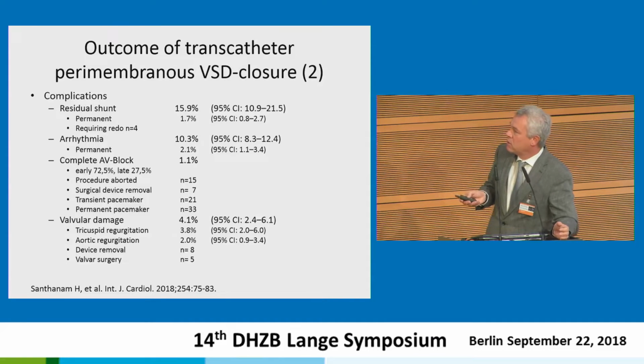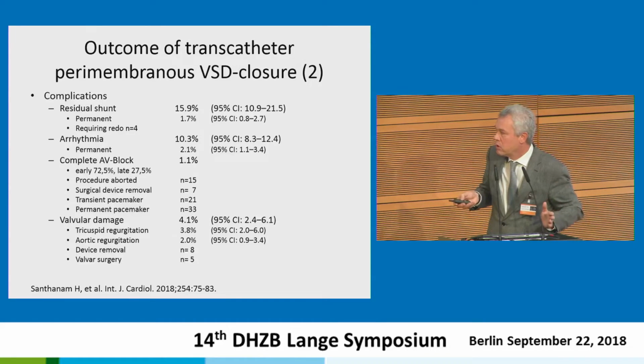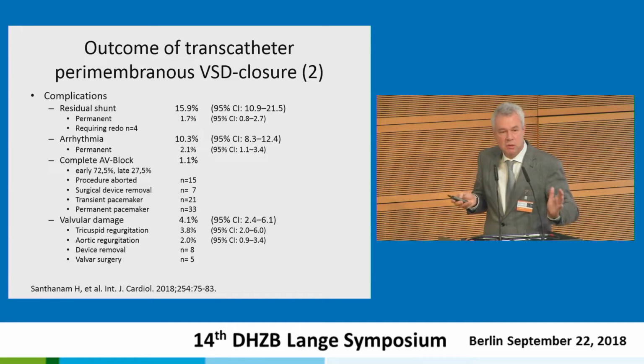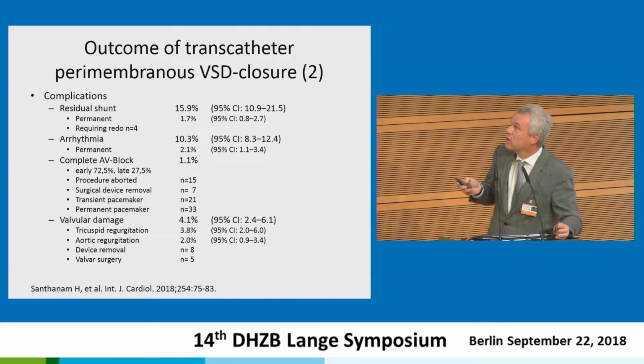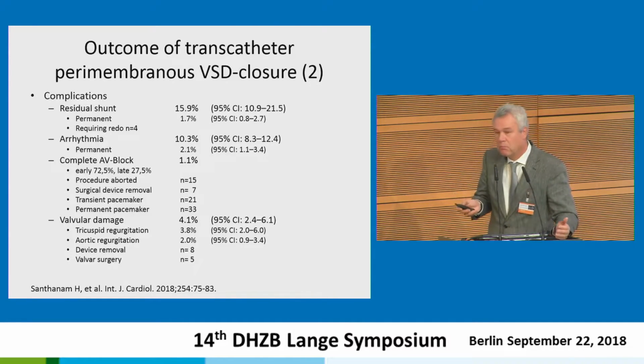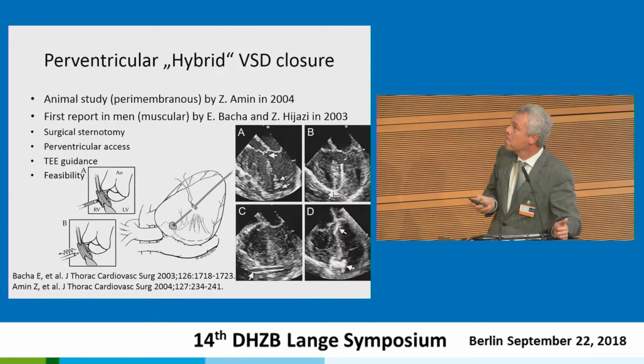complete block. Valvular damage is also a point of concern, 4.1%, and most of it in the tricuspid position. Some are aortic regurgitation, but device removal and valvular surgery were performed in only very few patients according to these data. But is everything published?